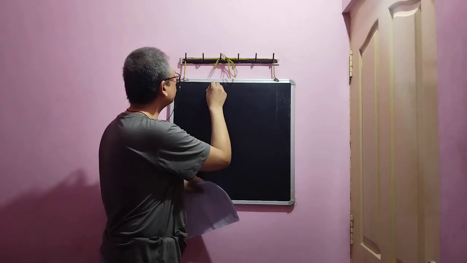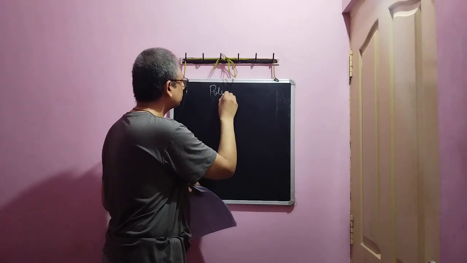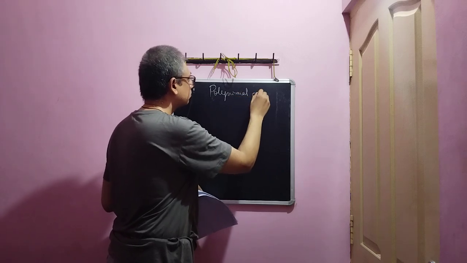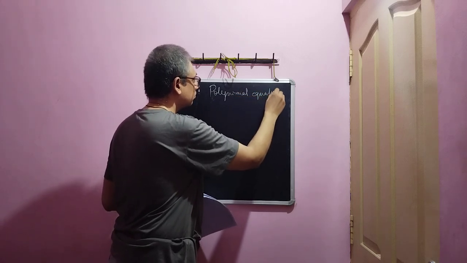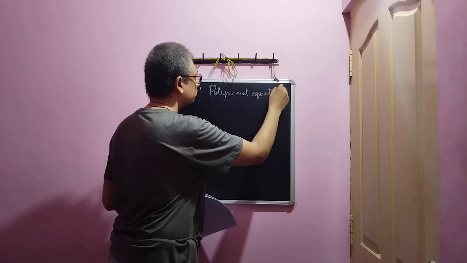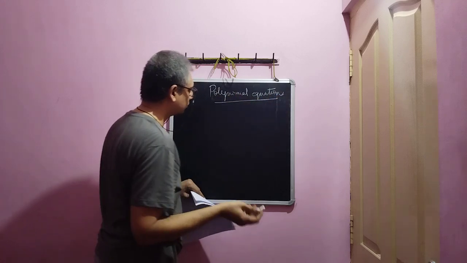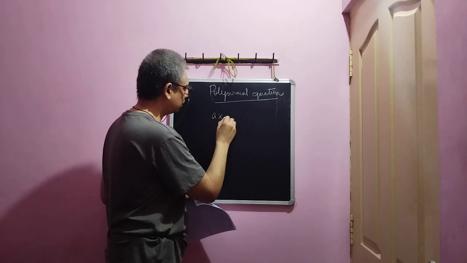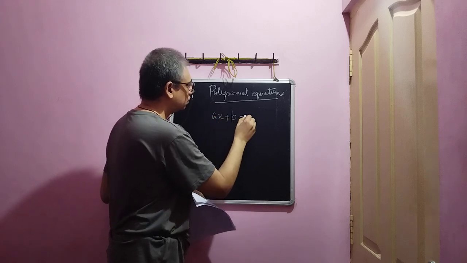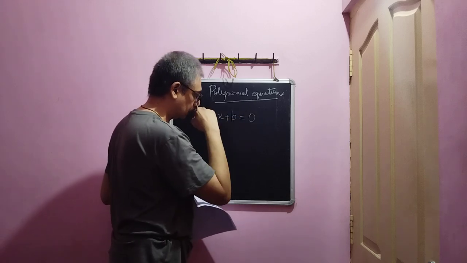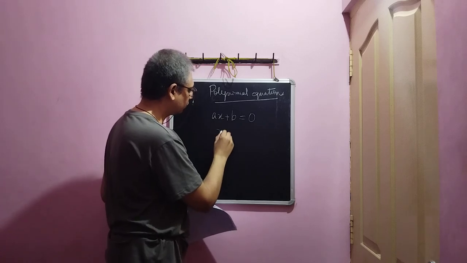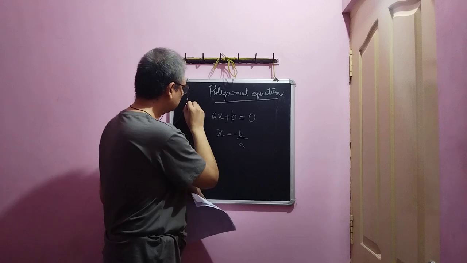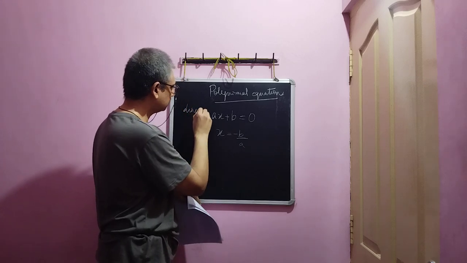This is a video on solving polynomial equations. Now we know a linear equation is fairly simple. It is of the form ax plus b equal to 0, and we know x is equal to minus b by a. This is for a linear equation.